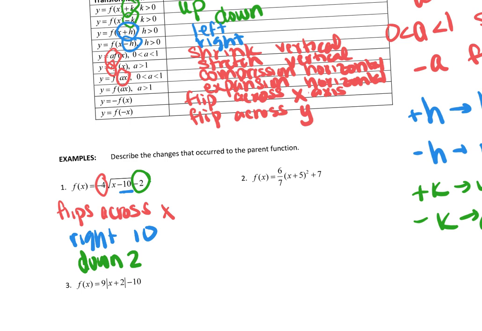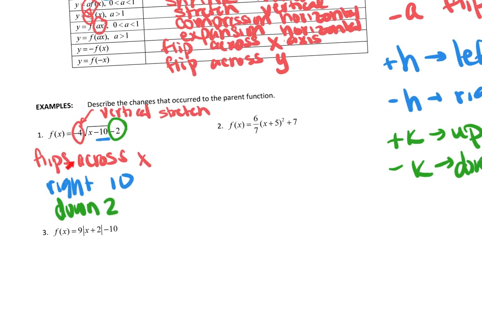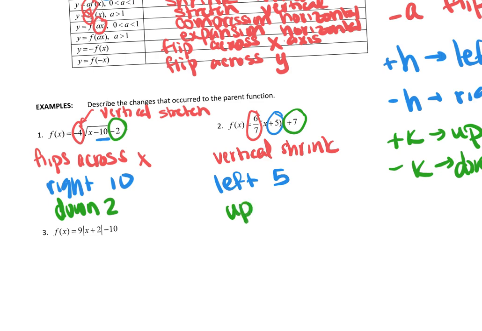The negative 4, the value of 4, by the way, makes it a vertical stretch because it's greater than 1. And again, don't worry about the sign. The sign is flipping, but the number is greater than 1, so it's a vertical stretch. Here, this value less than 1, greater than 0, this is a vertical shrink. Plus 5 moves the graph left 5. Plus 7 moves it up 7.